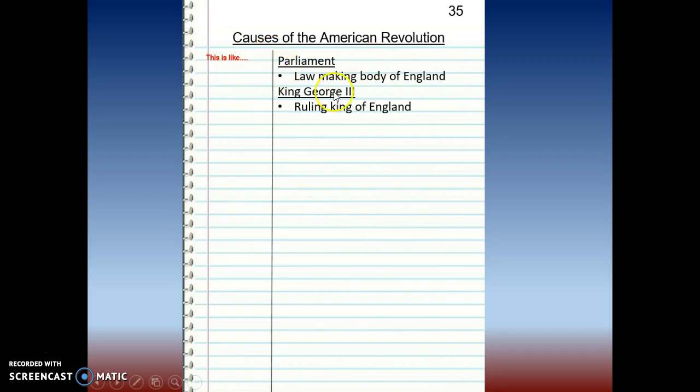Now, in your notebook, this is where you should write those. I would like for you to write down "this is like," and end this sentence with something that's familiar to you that is like Parliament, and something that's familiar to you that is like King George.